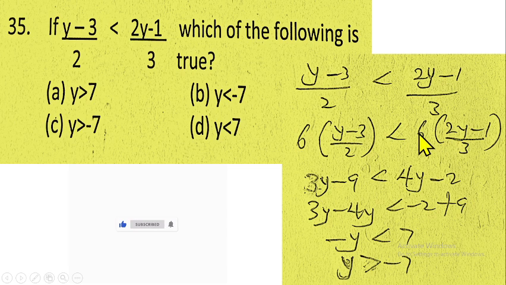We can take the like terms. We have 3y minus 4y less than minus 2 plus 9. 3y minus 4y will give us minus y less than 7. So because of this minus, we divide both sides by minus 1. So the inequality will change to greater than. So you have y is greater than minus 7. So y is greater than minus 7. And option C is the correct option there.